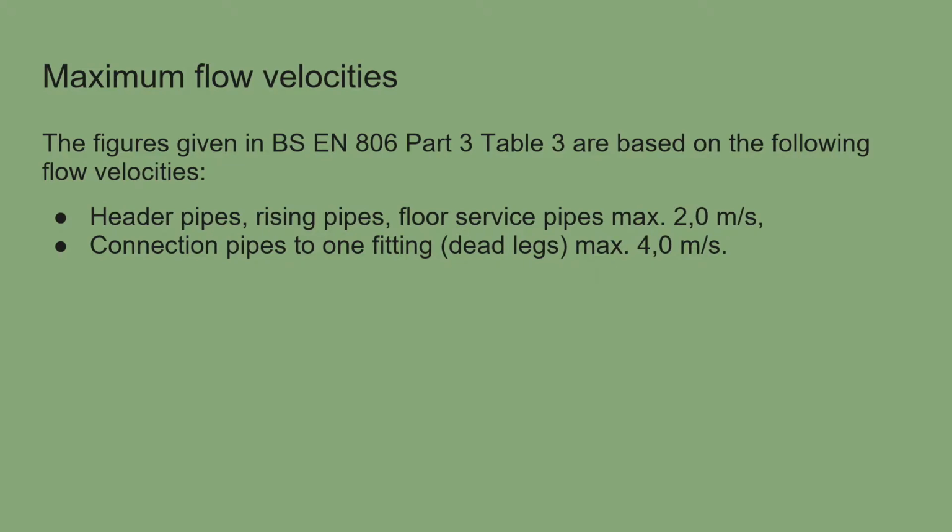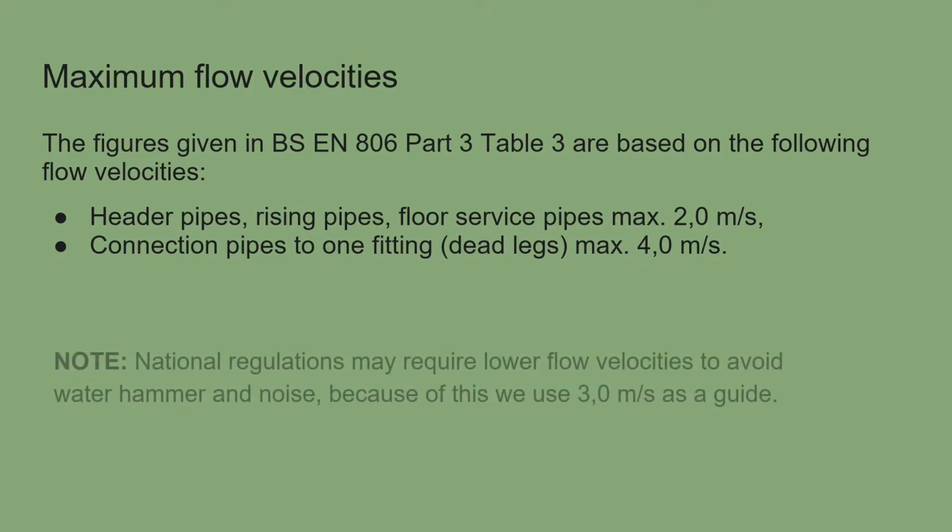Then connected pipes to one fitting, dead legs, a maximum of 4. But on average, we use 3 metres per second. Okay, so 3 metres per second. So we just use that one as our national average. Again, I would get my students just to make a note of that. So pause the video, make a note and move on.